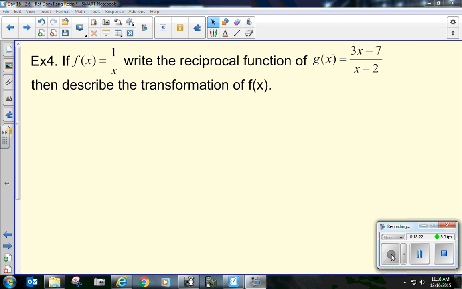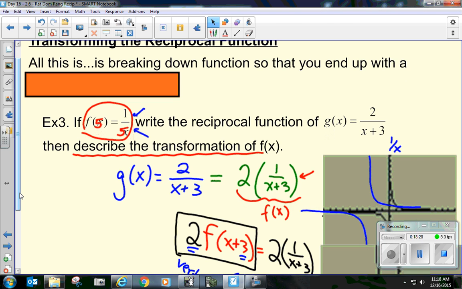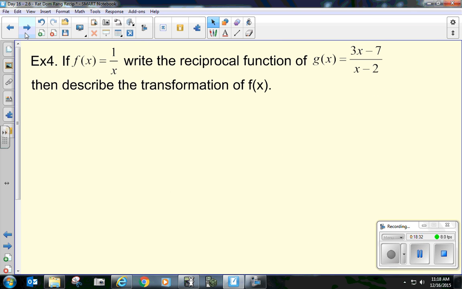notice the difference between example 4 and example 3. In example 3, there's just a number on top here. For example 4, it is not that. There's a 3x minus 7. I can't just pull that in front and put 1 over x minus 2, because then I don't know what's going to be in front, because I don't know what x is. So, back to our friend division. Now, I'm going to divide these two.